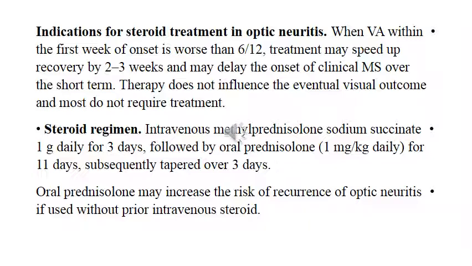So we start with intravenous for 3 days, and we complete it by oral. This is important. We never give oral steroid only in optic neuritis. Why? Because oral prednisolone might increase the risk of recurrence of optic neuritis, and it will not give us any protection against multiple sclerosis. Intravenous steroid might delay the onset of clinical multiple sclerosis over the short term, so it's important.